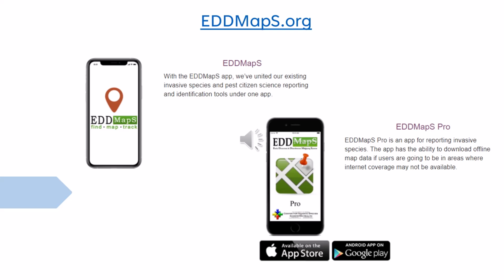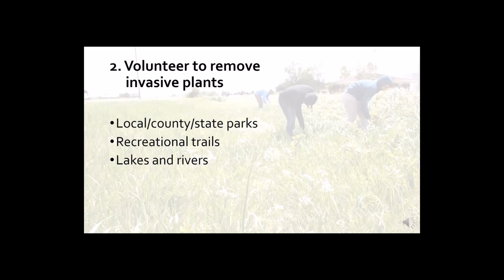Another option outside of your own yard is to volunteer to remove invasive plants in a local natural area. Many of our local, county, and state parks have scheduled work parties regularly throughout the year, and if your local park doesn't have work parties yet, you can start them.